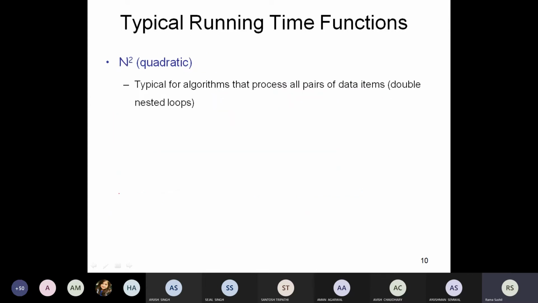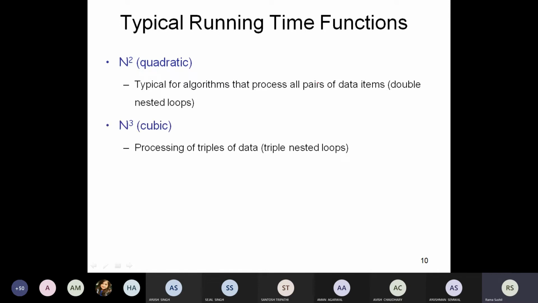Okay, quadratic is typical for algorithms that process all pairs of data items. When there are pairs, of course there becomes a quadratic nature, multiple pairs, like combination of the first data with the second, second with the third. Can you imagine where it can be? Bubble sort, do you remember?